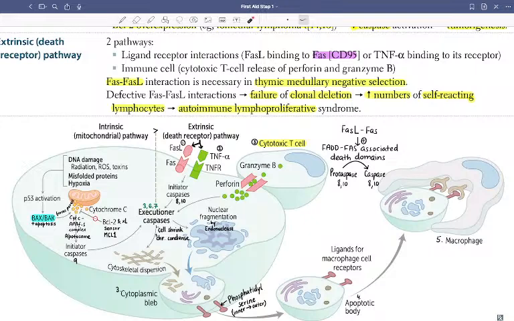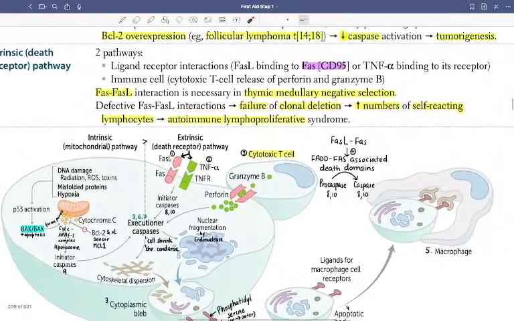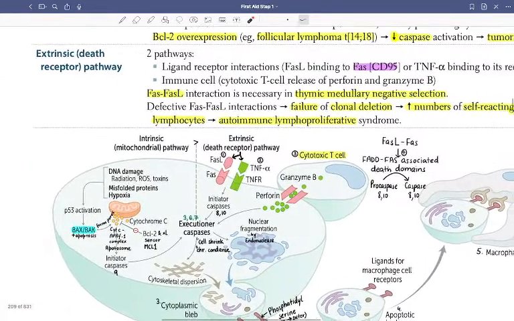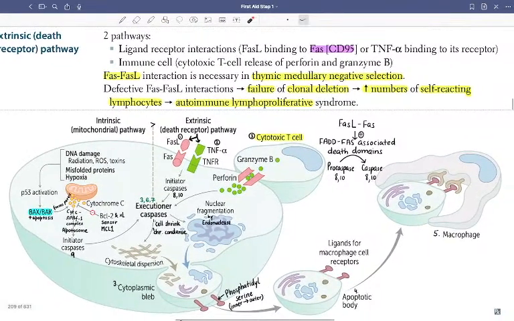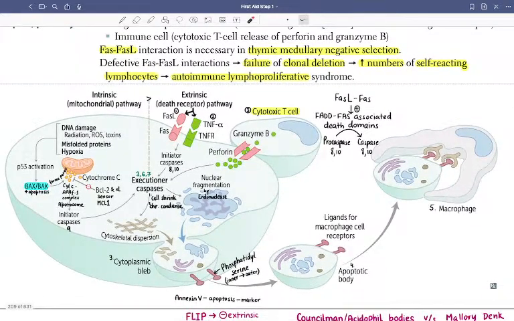Defective Fas ligand interaction leads to failure of clonal deletion, an increase in self-reactive lymphocytes, and you get autoimmune lymphoproliferative syndrome. If it is defective, negative selection fails and there will be problems. Now this diagram is important. Here the extrinsic pathway is basically not working, so thymic medullary negative selection fails, which causes autoimmune lymphoproliferative syndrome.